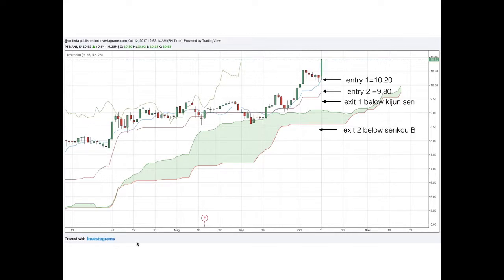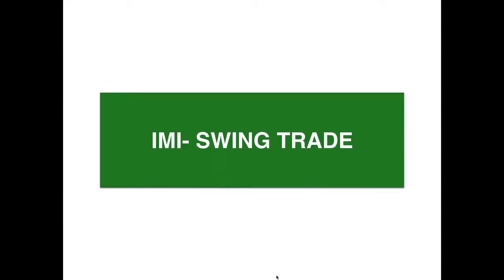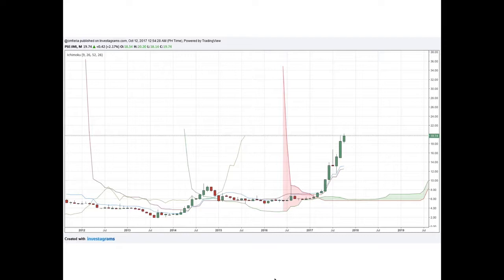Even if you make a mistake, or if you enter in the 5-minute time frame or the 10-minute or hourly time frame, and you make a mistake in the entry, there's still a higher chance that you will be able to get out of it because it is trending higher in the weekly and monthly charts. Now, for example, we want to use IMI for a swing trade. Our time horizon is months. We want to hold this for months.